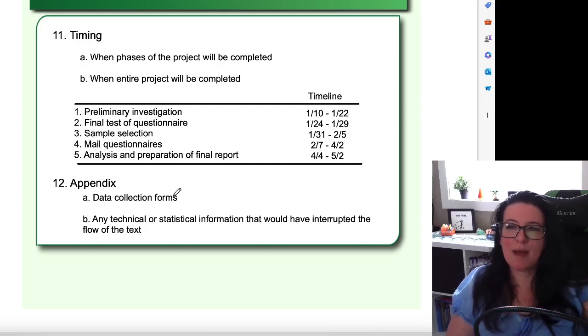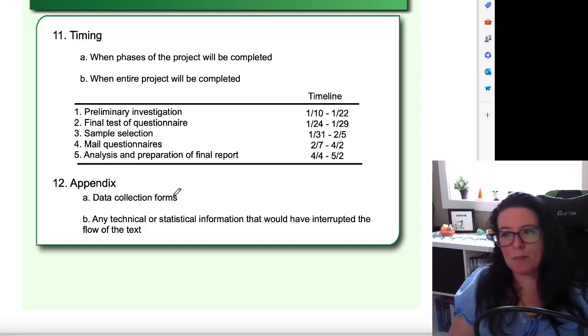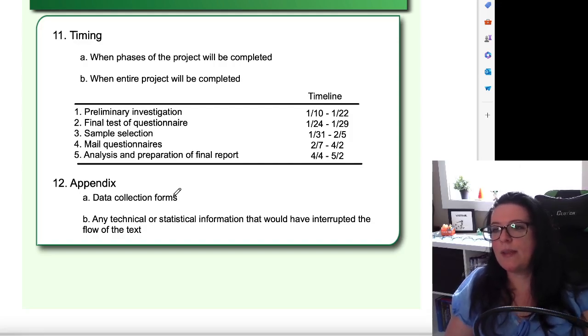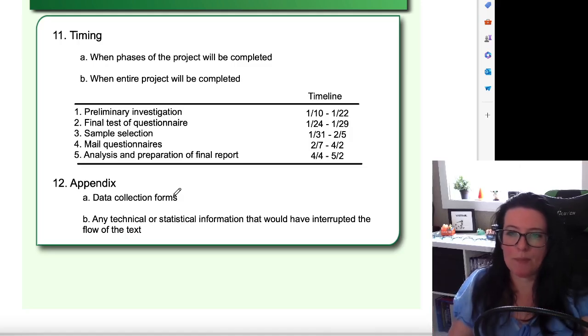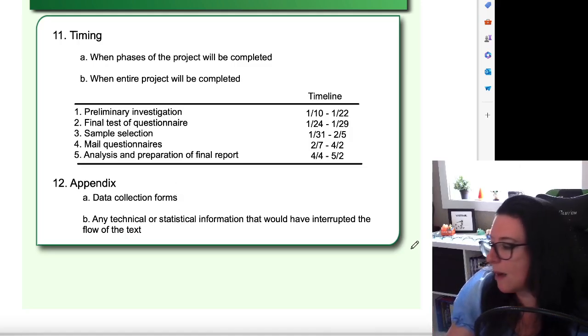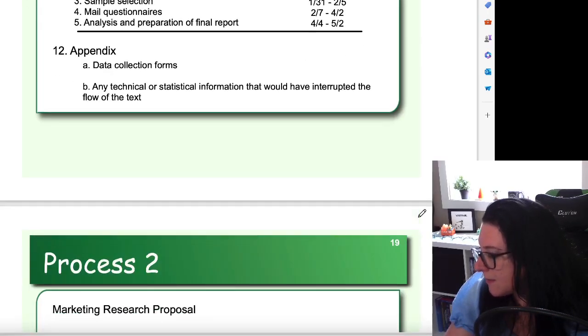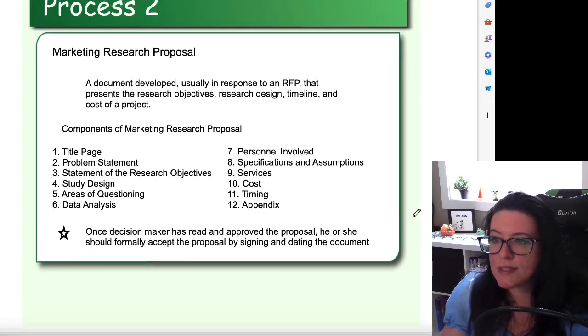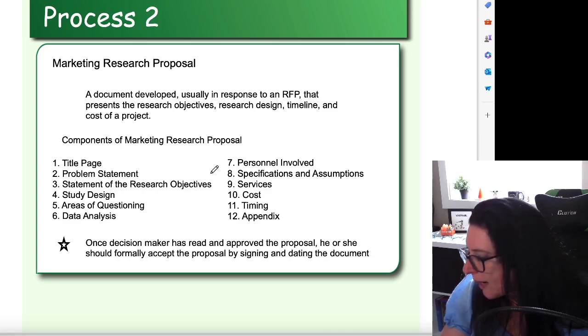So here's our sampling method. We're going to survey X number of people, see the appendix for that calculation of how we came up with X number of people. So anything that is too detailed and would interrupt the flow of the text ends up in the appendix. Okay. So we've gone through the different components of the marketing research proposal from title page to the appendix.